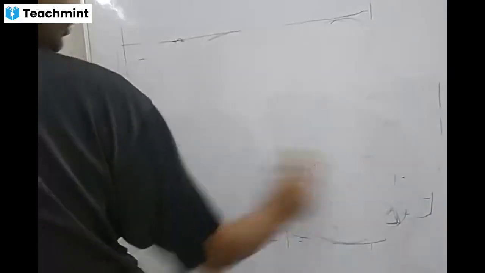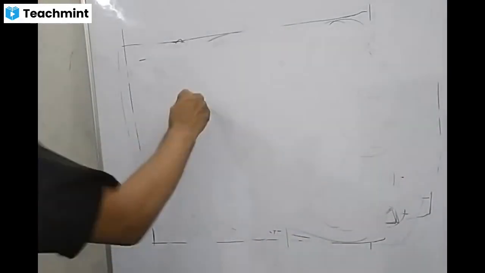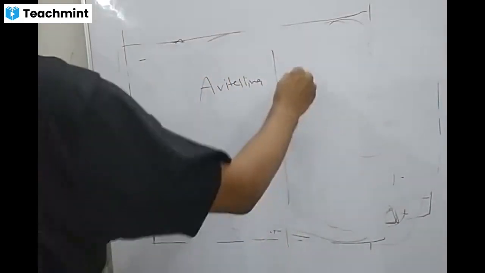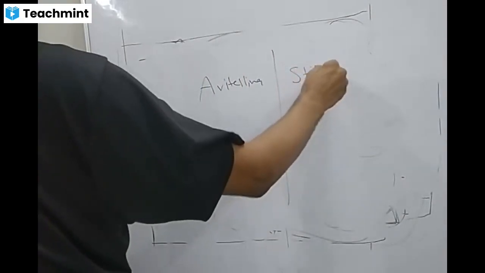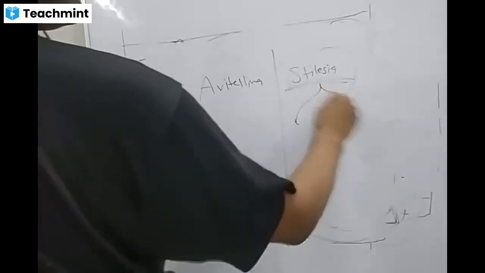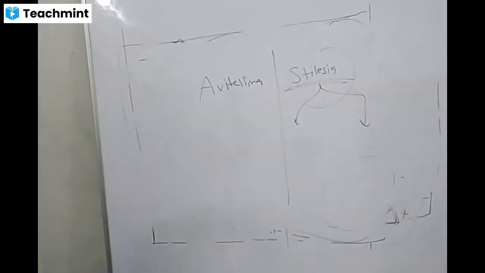Then there are two more cestodes. One is Avitellina and one is Stilesia. In ICAR 2018, they have asked one MCQ. Definitive host in both Moniezia benedini and expansa is the same. Yes, they are the tapeworms of ruminants, cattle, sheep. The definitive host is ruminant.